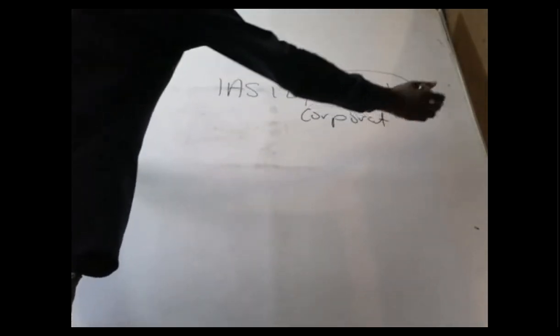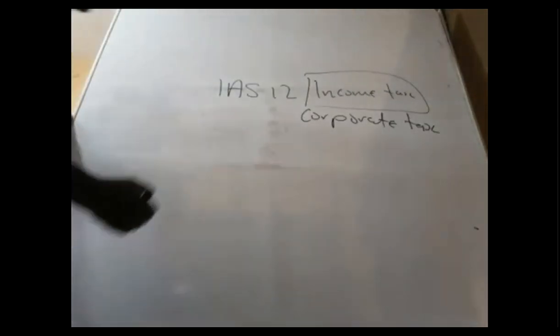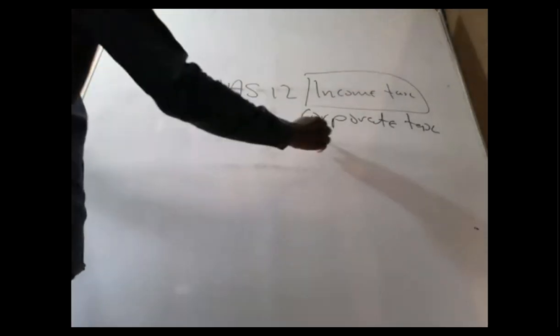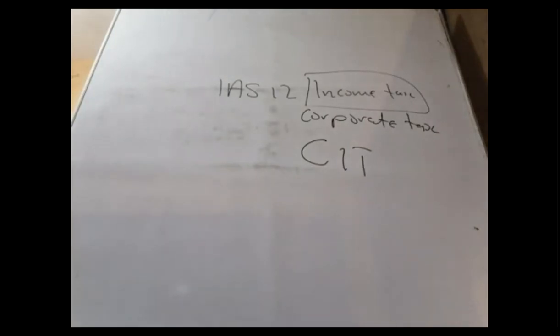So as usual, we should go through the objective and scope. Now the objective of this standard is to prescribe the correct accounting treatment of income taxes for entities. That is the main objective of IAS 12. Now, there are so many types of taxes, but the one that we are interested in is the company tax or the corporate tax, which we also call CIT, corporate income tax. That's the main focus of IAS 12.